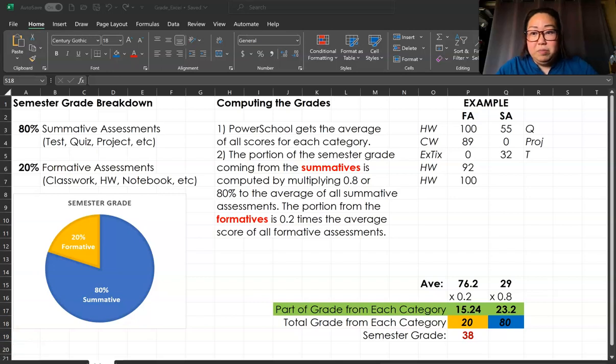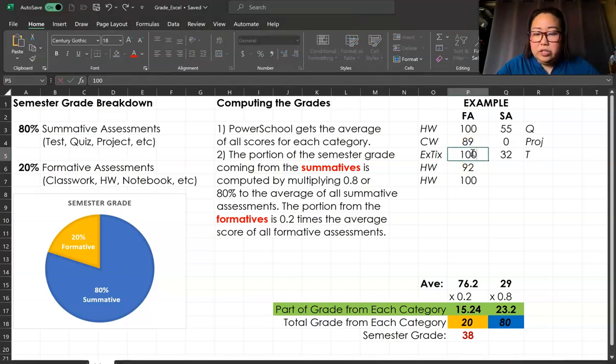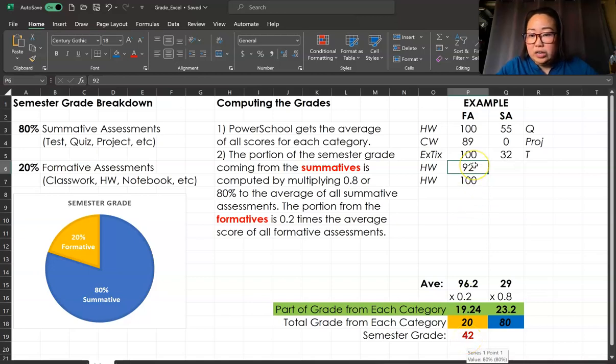So what are some of the misconceptions? Some parents and some students think that just turning in missing homework will already give them a passing grade. As you can see here, there is one missing assignment, or missing formative assessment. Let's say we put a 100 in here, and you can see that from a 38 semester grade, it jumped to a 42, with only a 4% increase. So just turning in one missing homework will not give you a big jump in the grade.